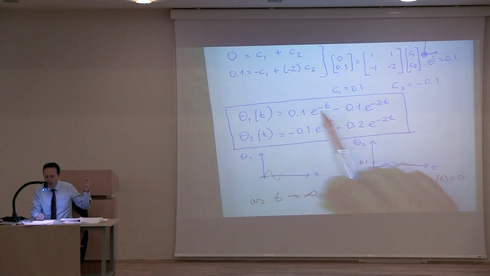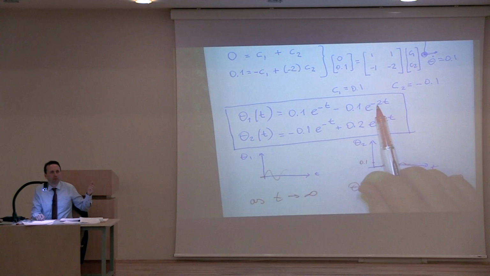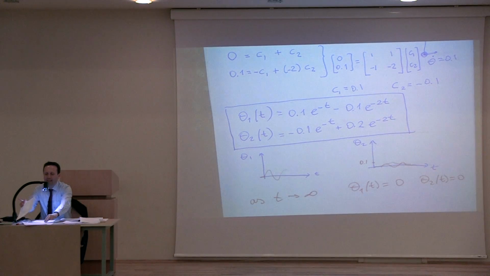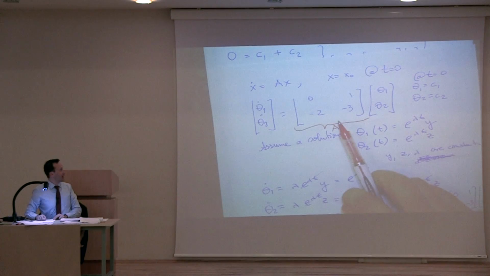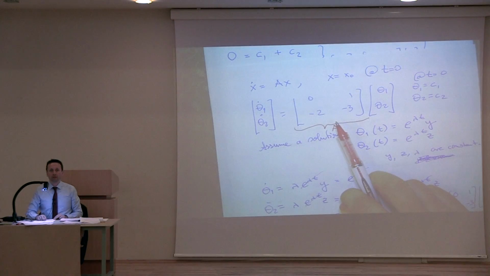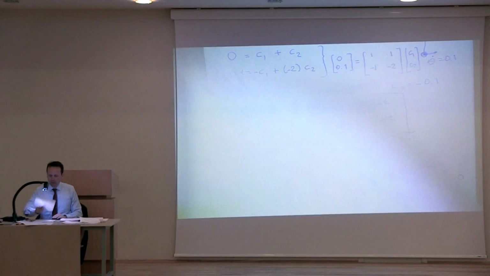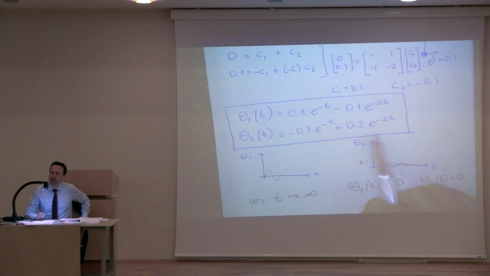So what are these numbers, minus 1 and minus 2? Where do I get them from? They were the eigenvalues of what? Of the A matrix. What is the A matrix? It's this guy. Remember? This was the matrix that we obtained by linearizing the nonlinear equation around the equilibrium point. We got a matrix. You look at the eigenvalues of the matrix, and boom, they appear here.